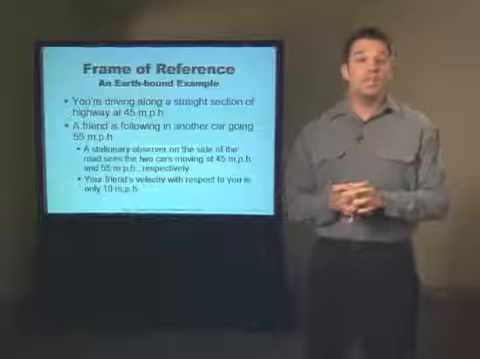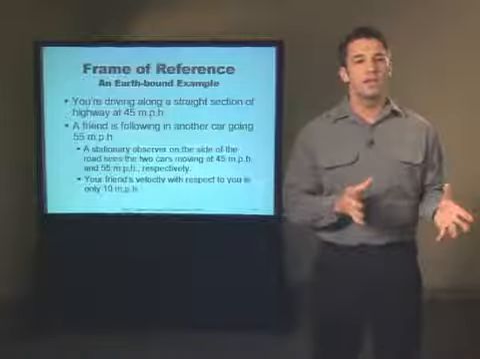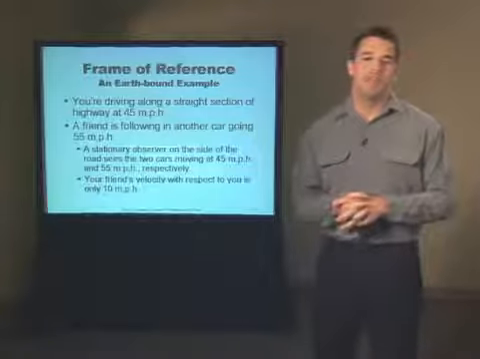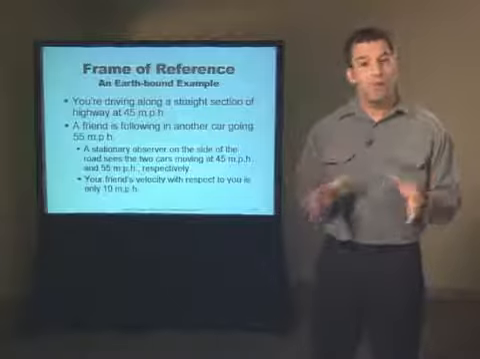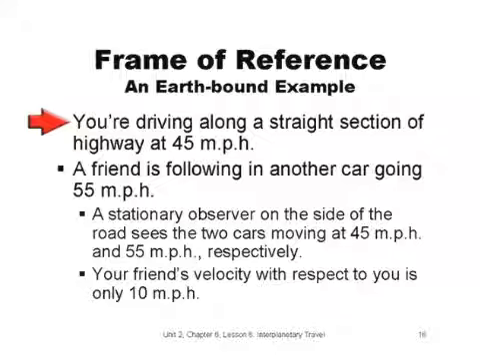We've just learned how to use the patch conic approximation to simplify the interactions between spacecraft, the spheres of influence for the Earth, Sun, and target planet. Now, we're going to consider an Earth-bound example to explain the concept of relative speed or velocity. Imagine that you're driving along a straight section of highway at 45 miles per hour, and a friend is following in another car going 55 miles per hour.